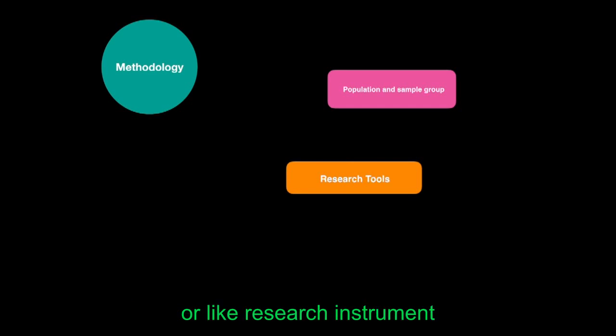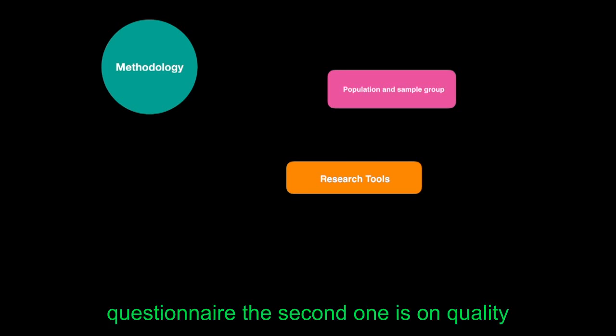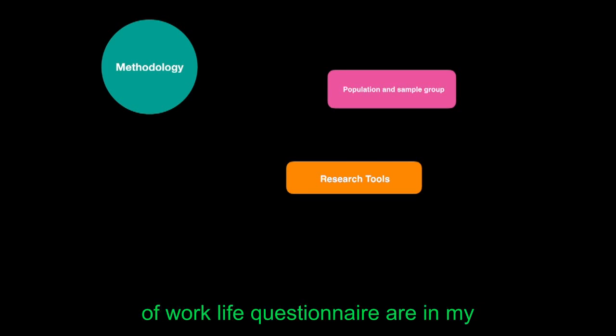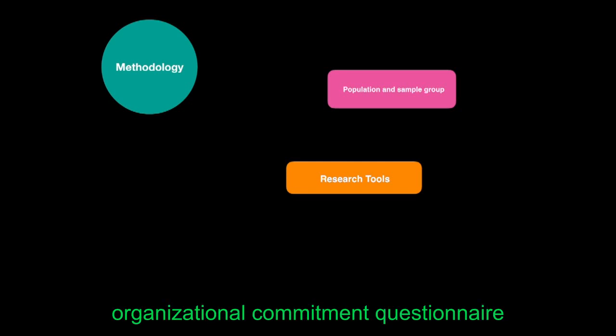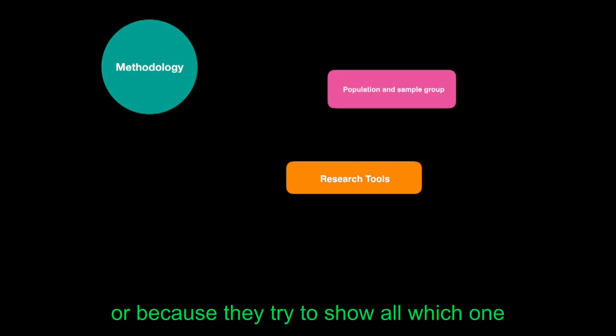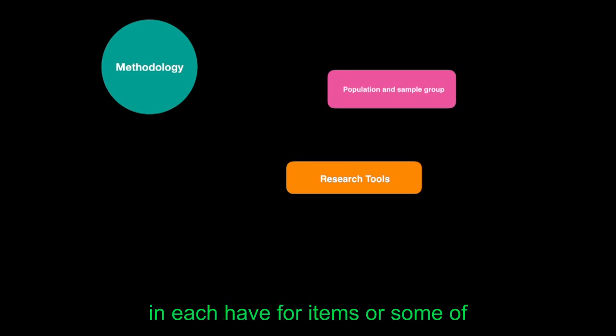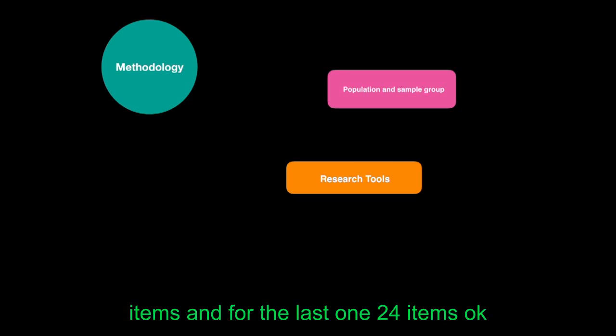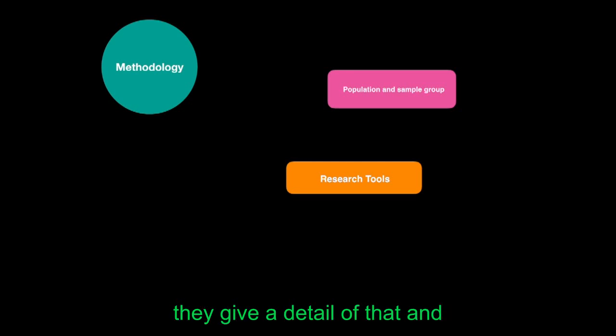From the second one, this is a research tool or like a research instrument. They show that there are three parts. The first one is a personal detail questionnaire. The second one is on quality of work life questionnaire in 9 aspects. And the last one is organizational commitment questionnaire, 3 aspects. Okay, I have seen that it's okay because they try to show which one, and some of them have 33 items, and for the last one 24 items. Okay, they give a good detail on that.